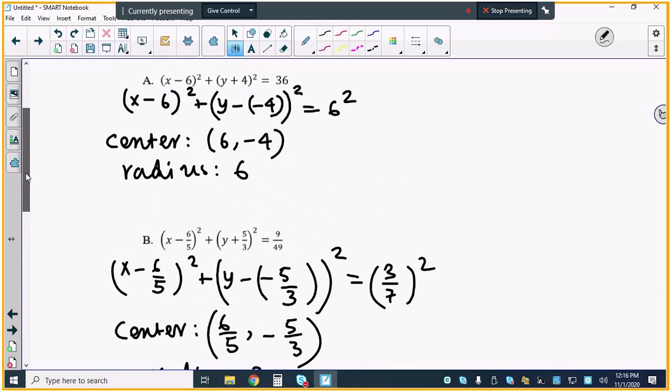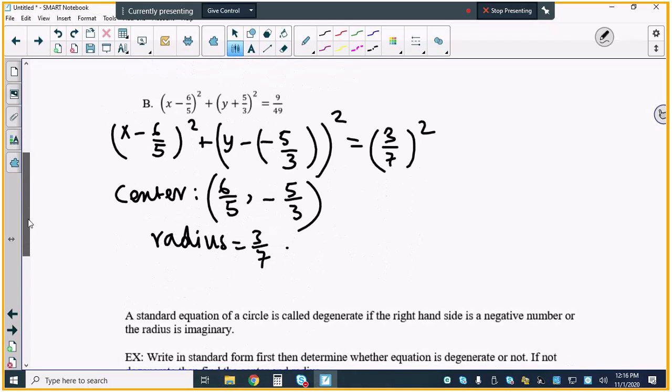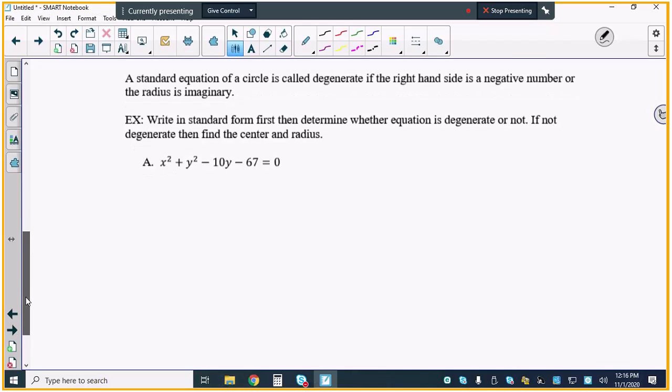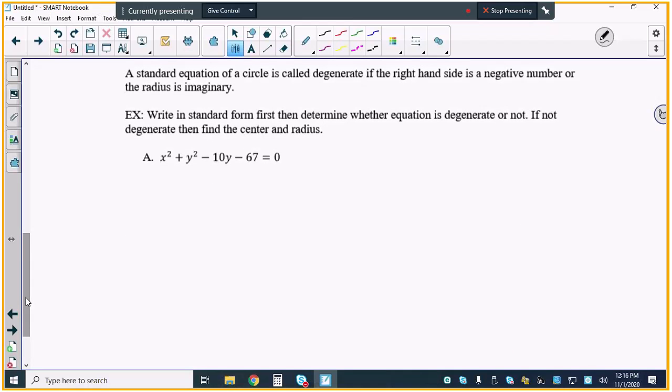So these problems, both of them, are actually pretty simple because we have the standard form. But we will not necessarily be given the standard form of a circle. In that situation, the general form will be given to us and we will complete the square twice, once for x, once for y, and get the equation of the circle. We will remember, if after completing the square we find that the right hand side is a negative number, or the radius is imaginary or a complex number, then the equation doesn't give me a circle. It is called a degenerate equation.